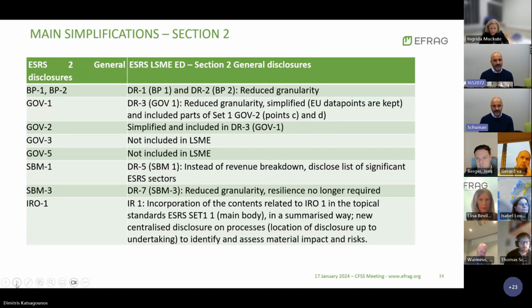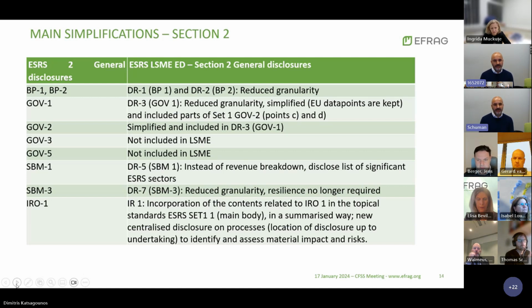We have not included GOV-3 and GOV-5 in LSME due to the fact that there was no explicit content in the articles related to LSME. In relation to SBM-1, instead of the revenue breakdown, we asked to disclose the list of significant ESRS sectors. For SBM-3, we reduced the granularity. We deleted the reference to the resilience of the undertaking's strategy.